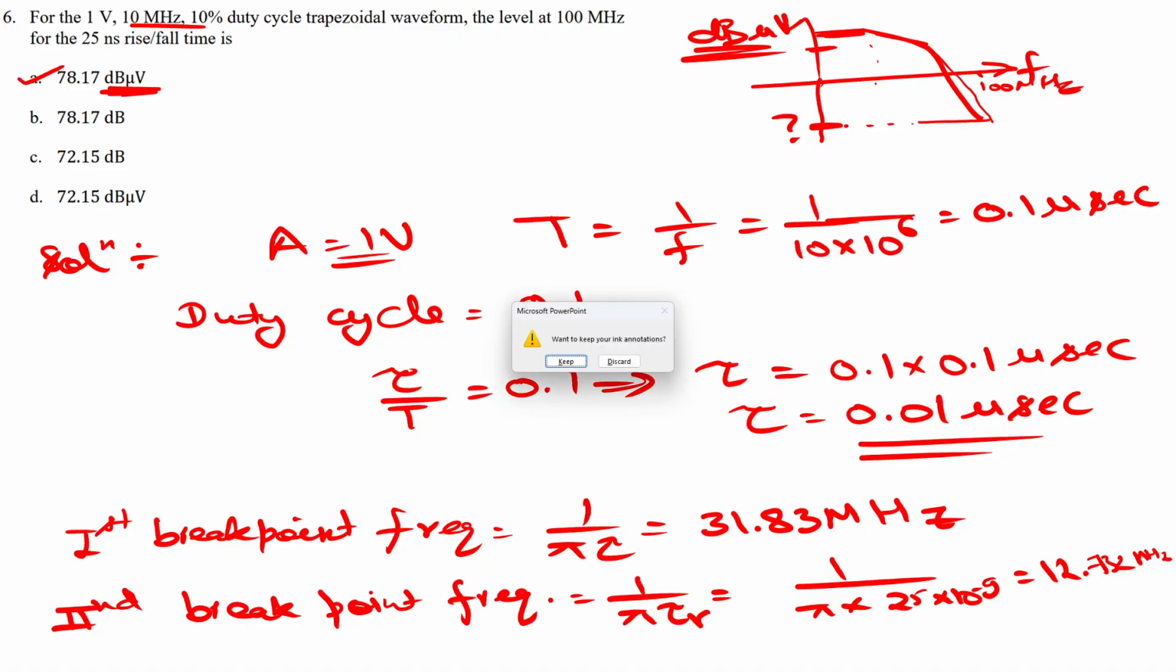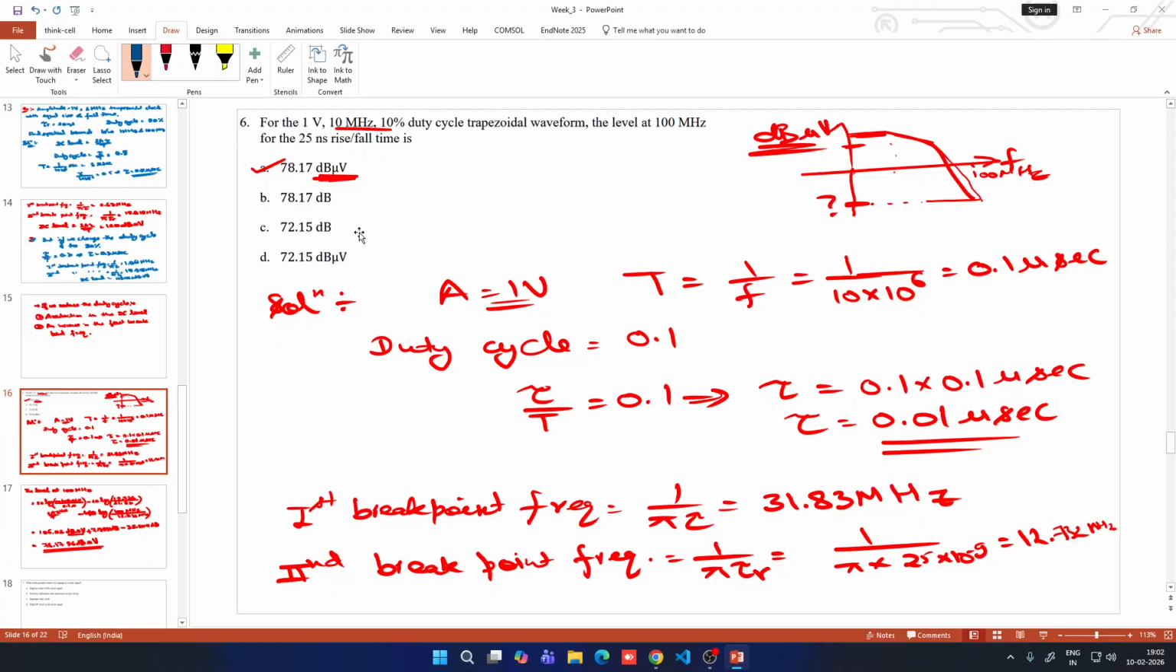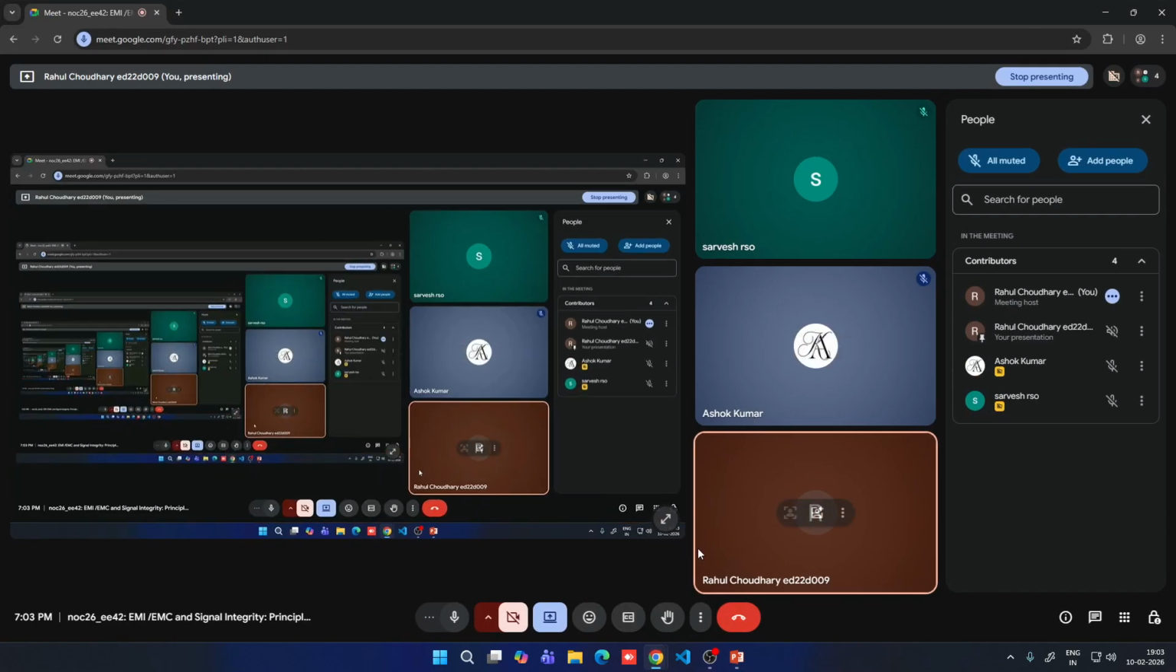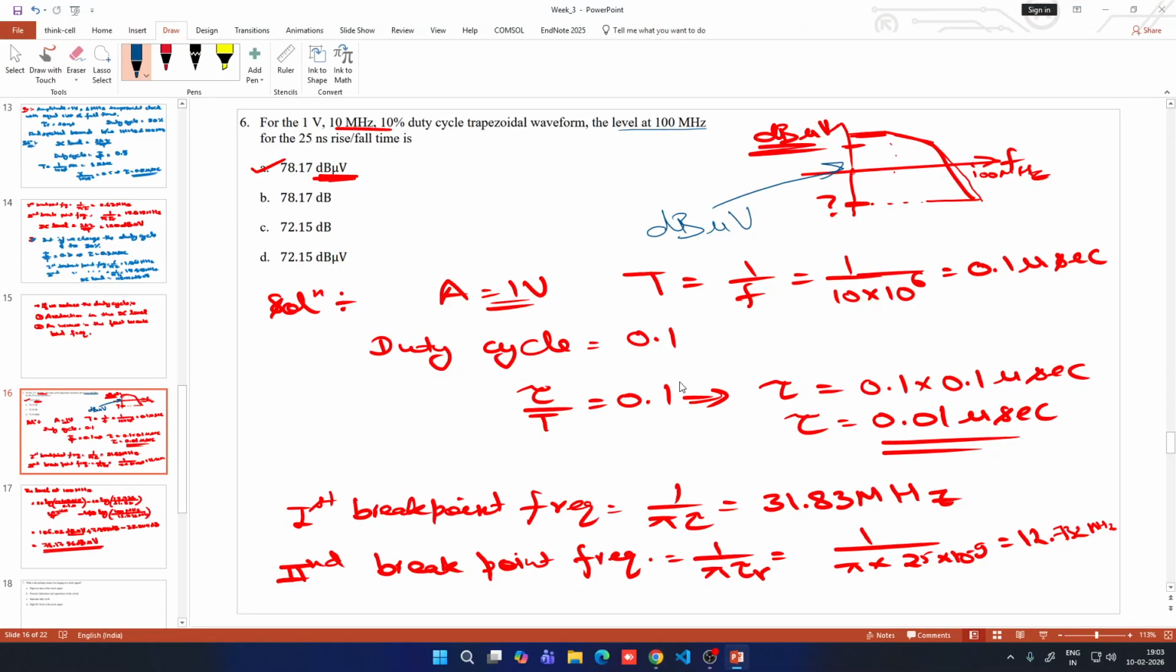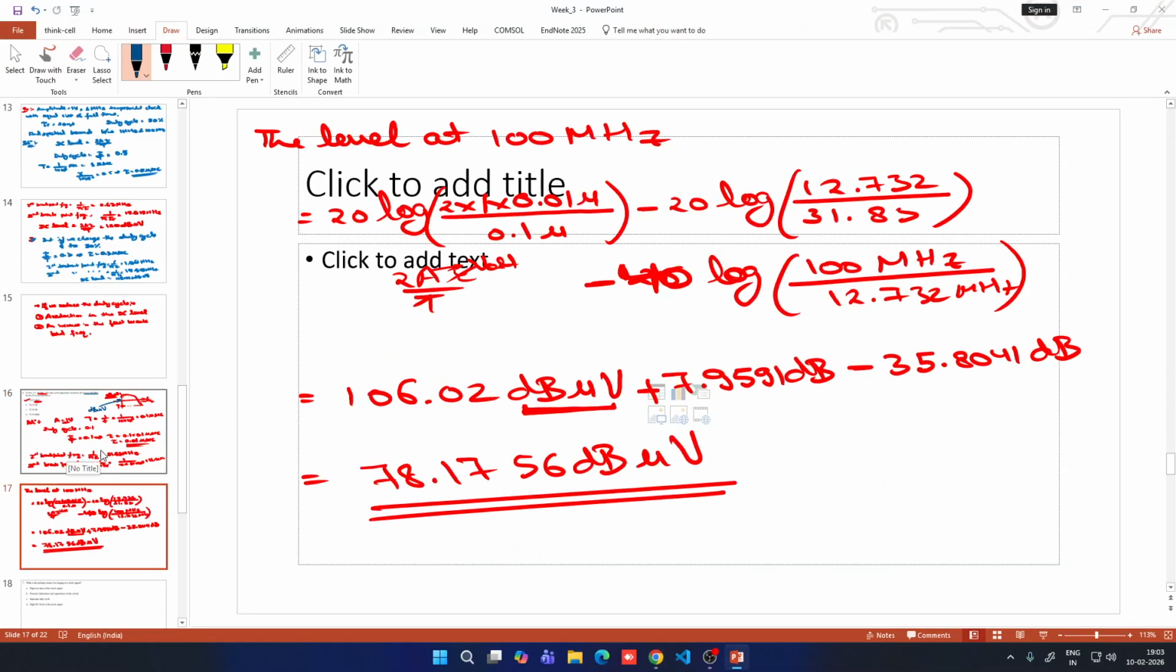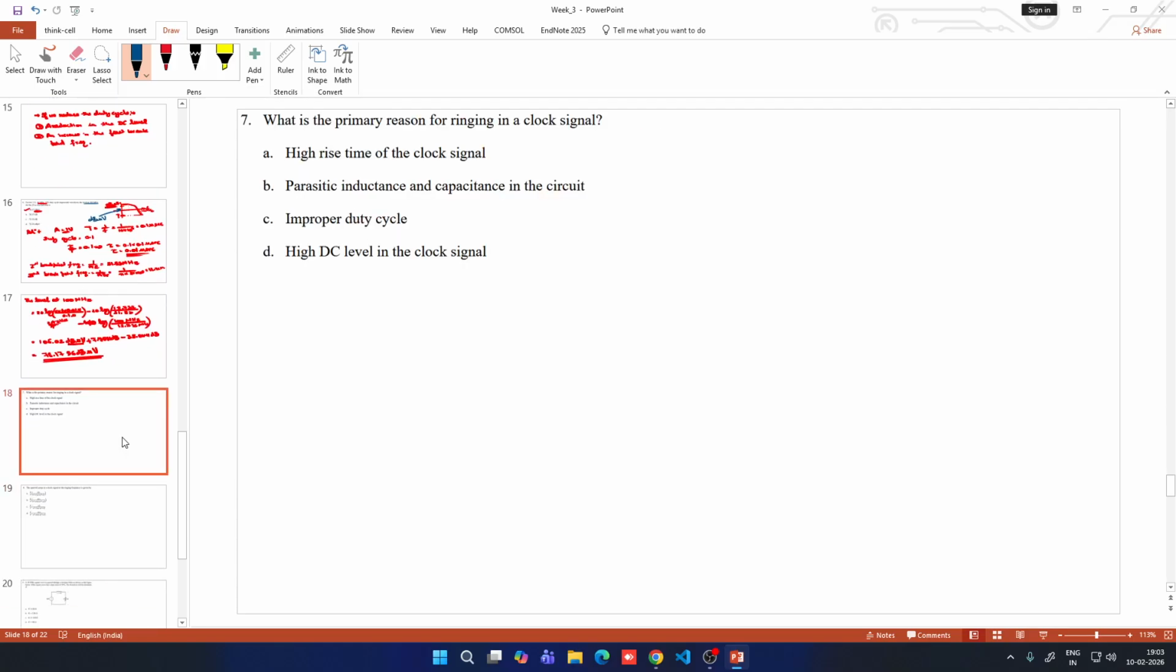I hope question 6 is clear. If you have any doubt in this, please let me know. Because here option A and option B are the same. The values are the same, but the units are different. So you just have to be careful, because now it is asking for the level at 100 megahertz, and the level means it should be in dB microvolt, or at least in dB volt. If you have any doubt, please let me know. I can explain it again if you want. If it is clear, then we will move on to question number 7.